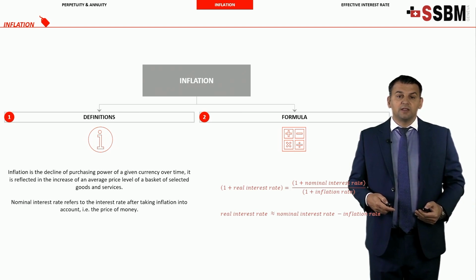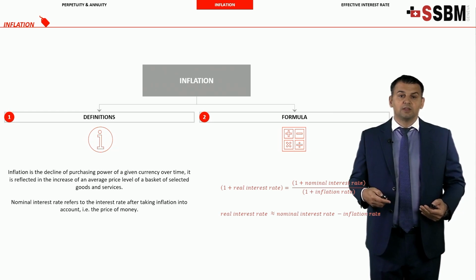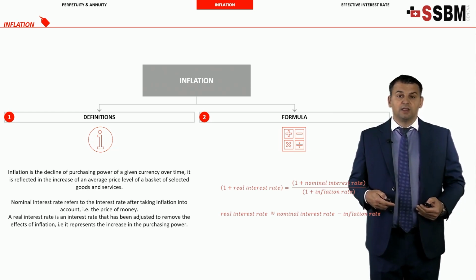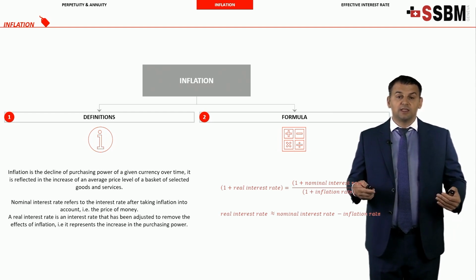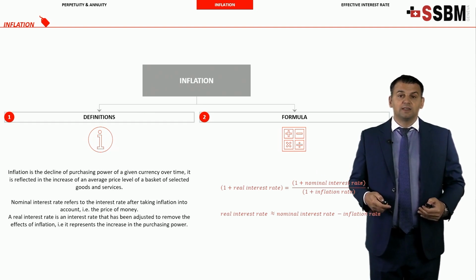So nominal interest rate refers to the interest rate before we remove the effect of inflation, so the price of money. A real interest rate is different. It is an interest rate that has been adjusted, where we remove the effect of inflation. It represents the increase in the purchasing power. Let's see how it works using the formula.